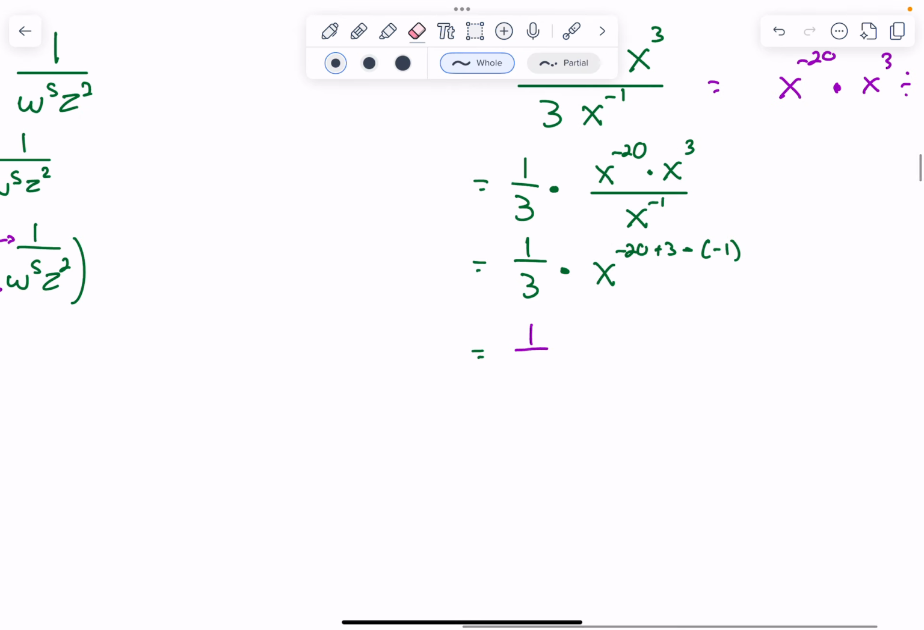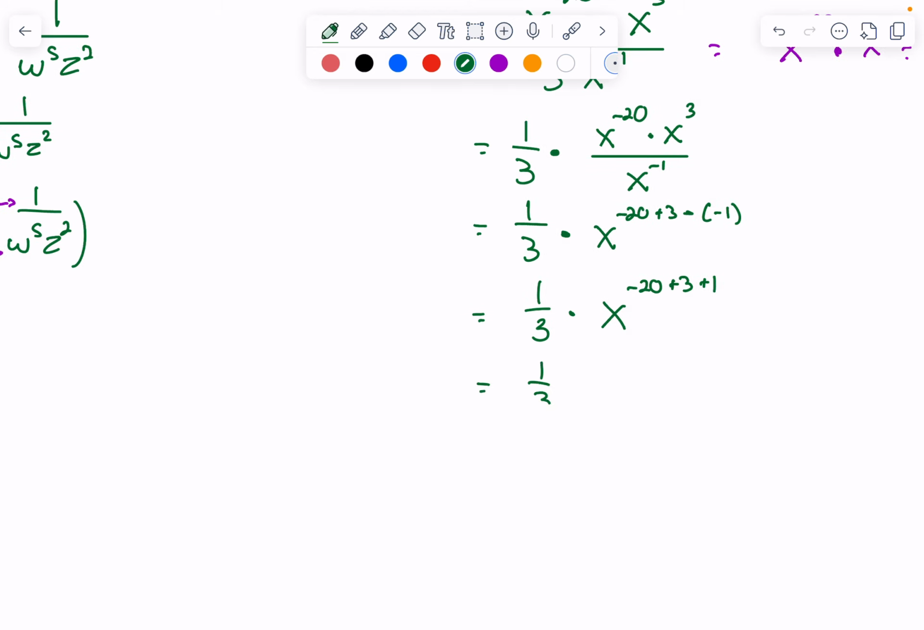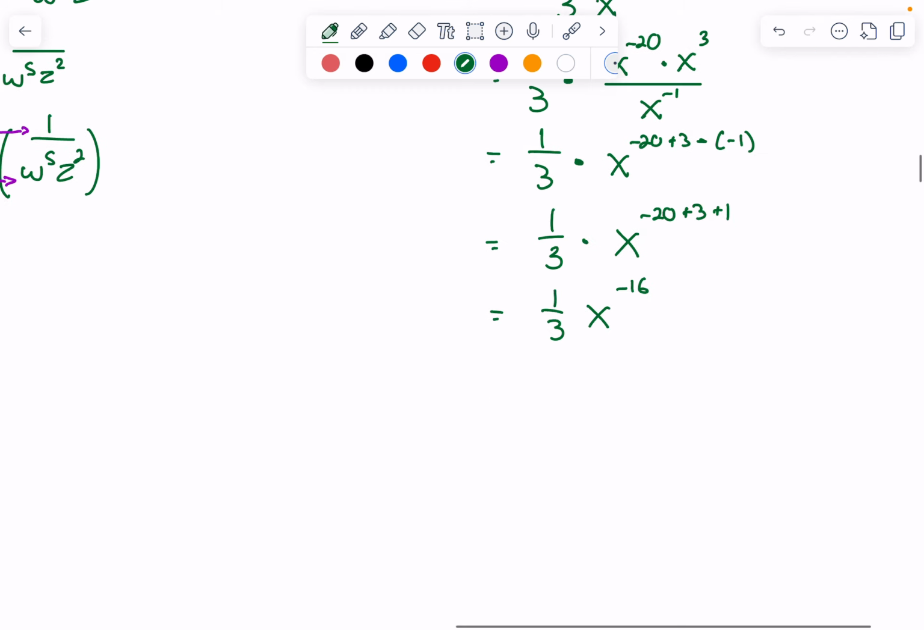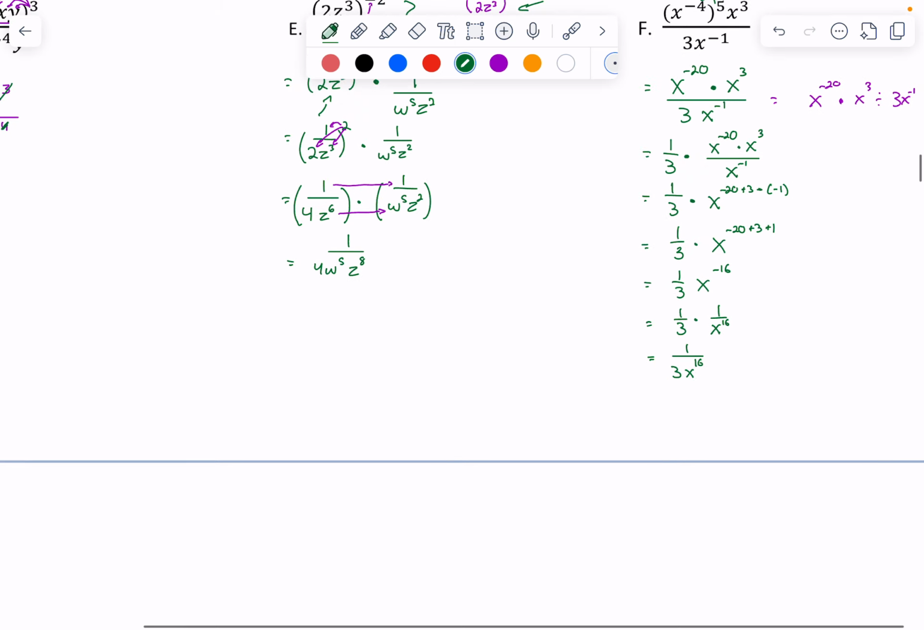So we have 1/3, I'm going to keep writing in green, 1/3 times x to the minus 20 plus 3, so let me just write this out, plus 3, and then that negative times the -1, well, that's plus 1, so that's 1/3 x, and then that whole thing would be minus 16. So then you get 1/3 times 1 over x to the 16, or you get 1 over 3x^16. Okay.